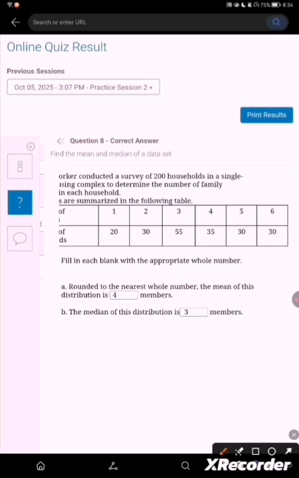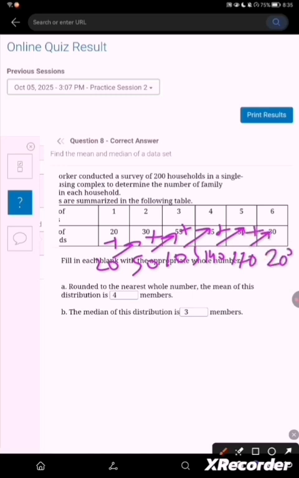Now for the median, if your frequency is 200, you want to find the term for the median, you do 200 plus 1, okay, divide that by 2. So you know that your median is going to be in the 100.5th term. Now to find this term, you're going to have to find the cumulative frequency first. So you start at 20, add 30, you're at 50, add 55, okay, 105, add 35, 140, add 30, you're at 170, add 30, and then you end up with 200.